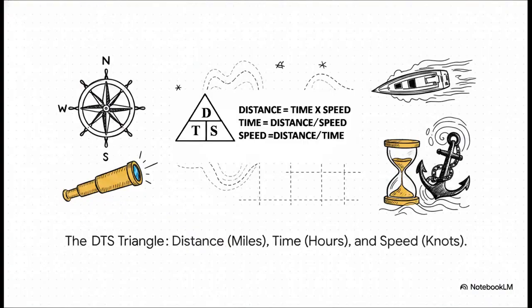Now that we have our map, we need some tools to traverse it. Every single time a navigator looks at a chart, they are constantly calculating 3 things: the distance they're going to cover, the time it's going to take, and the speed required to actually get there. The good news? You can anchor all of this math with one incredibly simple, vital mnemonic, the DTS triangle. This neat little triangle mathematically locks together distance in nautical miles, time in hours, and speed in knots.